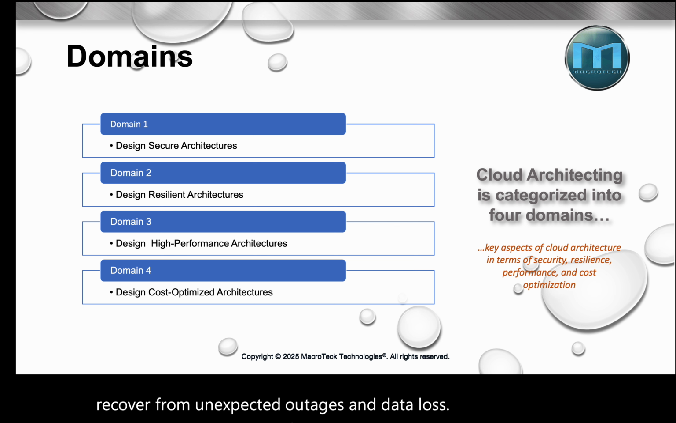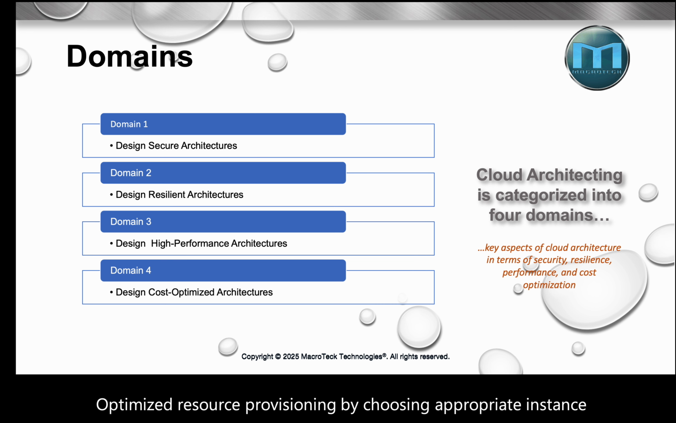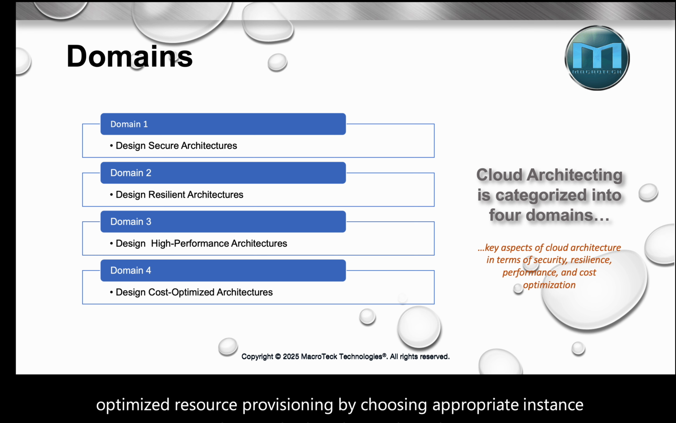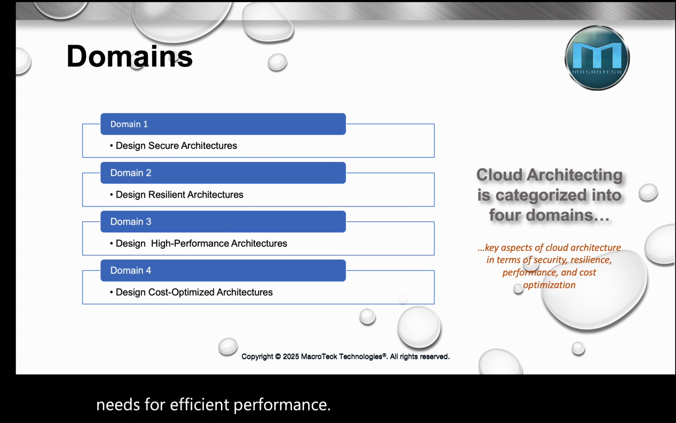Domain 3, design high performance architecture. Example, optimize resource provisioning by choosing appropriate instance types, storage, and networks that align with application workload needs for efficient performance. Another, use caching and content delivery networks, CDNs, to reduce latency and improve load times by caching frequently accessed data and utilizing CDN for faster global delivery.